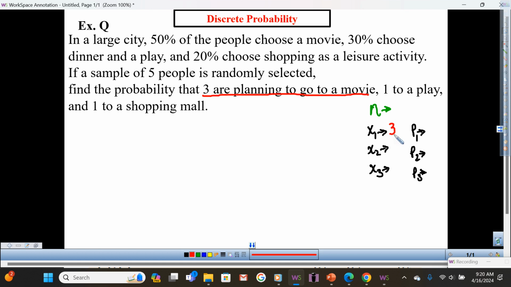But we need a corresponding probability. Let's read this from the top. In a large city, 50% of people choose a movie. So what would be the probability for these 3 to go to the movie? How do you write that as a P? Yeah, 0.5 or 0.50.